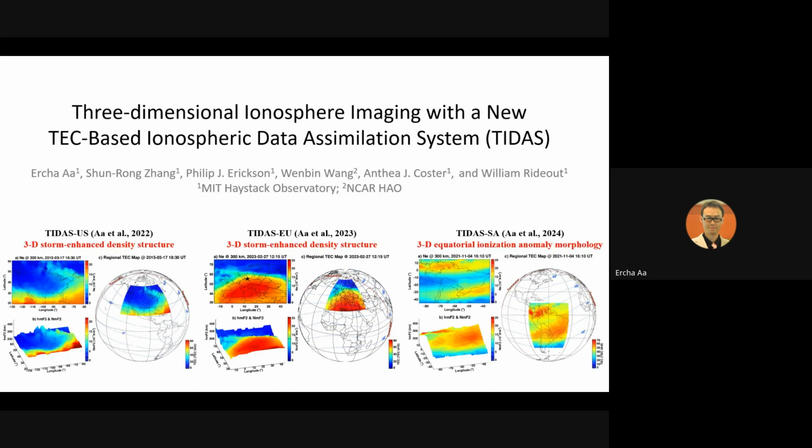Thank you very much. Thank you for inviting me. So today I'm going to talk about TIDAS. It's a TEC-based ionospheric data assimilation system. It's a regional, three-dimensional ionosphere imaging system that we aim to use to provide high-resolution, three-dimensional electron density products. As you can see from the screen, TIDAS has three different versions. We have TIDAS over the continental US and TIDAS over the European region. And we also have TIDAS over the South America region. So today I'm going to talk about this regional data assimilation system.